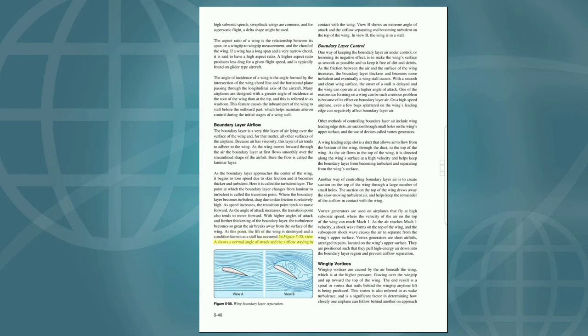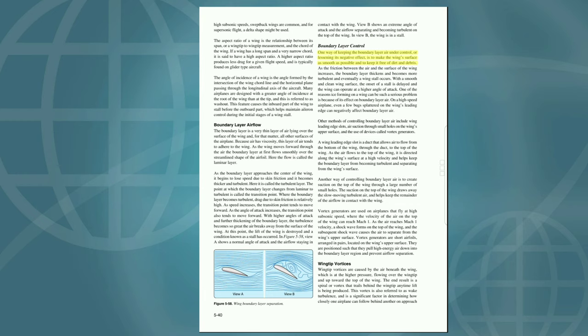In Figure 5-58, view A shows a normal angle of attack and the airflow staying in contact with the wing. View B shows an extreme angle of attack and the airflow separating and becoming turbulent on the top of the wing. In view B, the wing is in a stall. Boundary layer control.